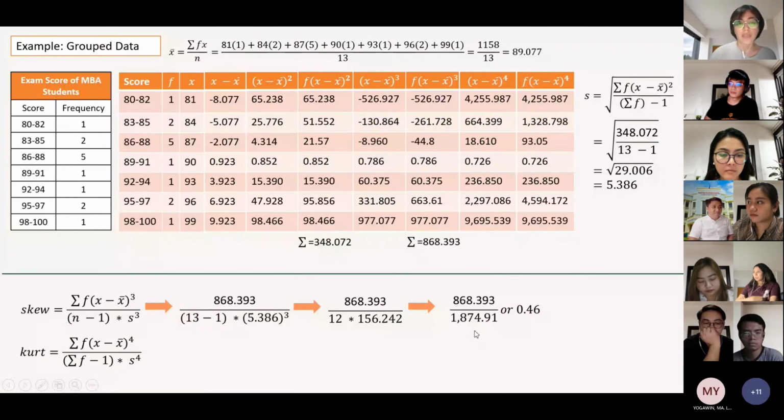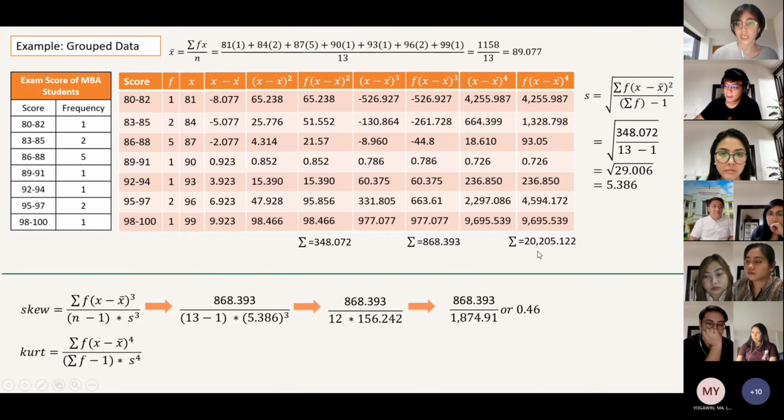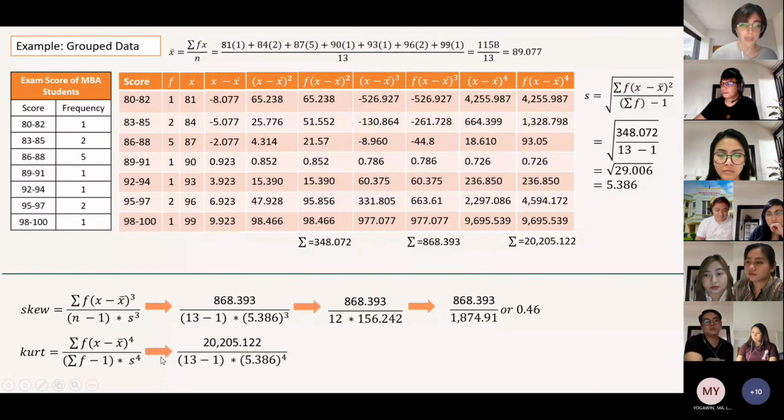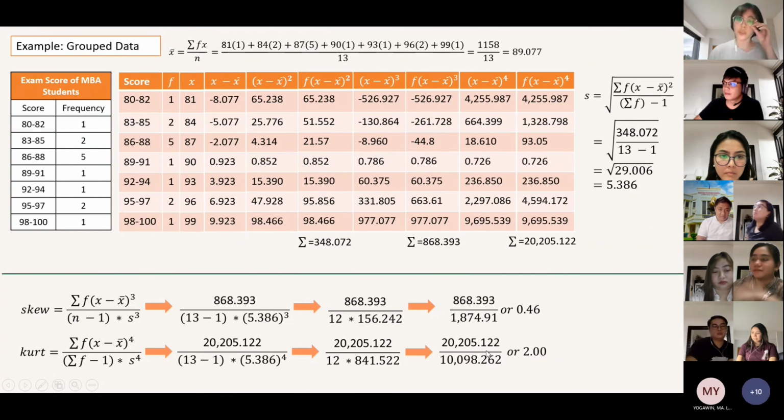For the kurtosis, again, ang pinagkaiba lang nila is naka-raise lang siya to fourth power or fourth exponential. So, since kailangan natin yung summation ng F, summation ng product ng F and X minus mean raised to 4, itong ating 10th column, isasummation lang natin siya, which is yung 20,205.122. Ipo-plot natin doon sa ating formula. So, 20,205.122 divided by 2, 13 minus 1, yung ating summation of F or yung ating N, times 5.386, which is yung ating standard deviation, raised to 4. Then, we will be getting 20,205.122 divided by 12 times 841.522. Then, ang makukuha nating kurtosis is 20,205.122 over 10,098.262, or in simplest form is 2.